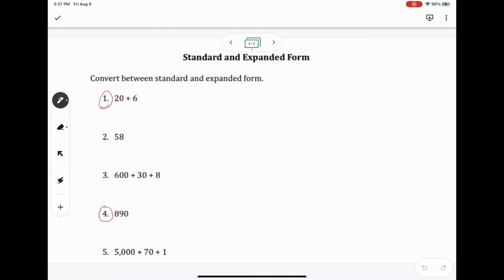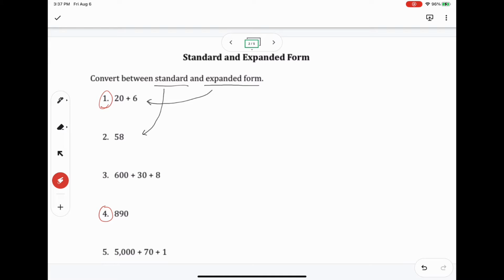So what standard form means is, if you look at number 2, this is how a standard form looks like. Just a regular whole number. And an expanded form looks like number 1 over here, where you add different place values. So we have the tens and the ones, and you're just adding them together. And we're just going to be converting between standard and expanded form in this topic. So we're going to go over number 1 together.